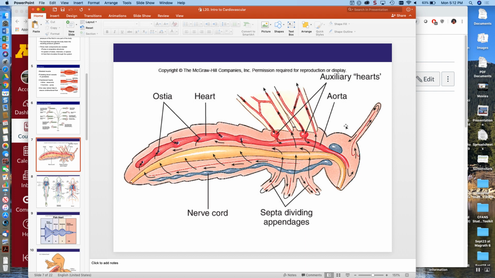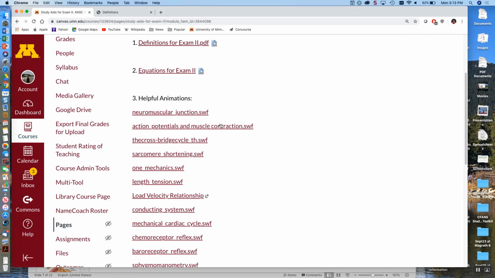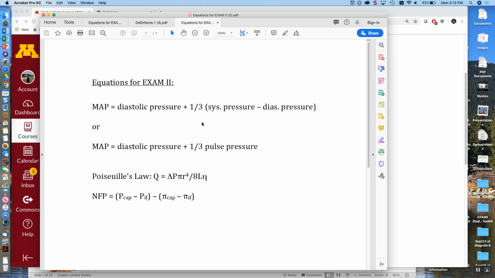How does everybody feel about the essential cardiovascular sheet, the essential calculations? Do you feel pretty good about how to calculate mean arterial pressure? Want to go through that real quick? Or do you feel pretty good about it? Okay. Yeah, let's do that actually. Mean arterial pressure is on the equation sheet. Let's just open that up.